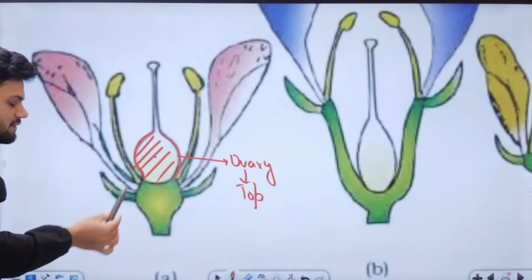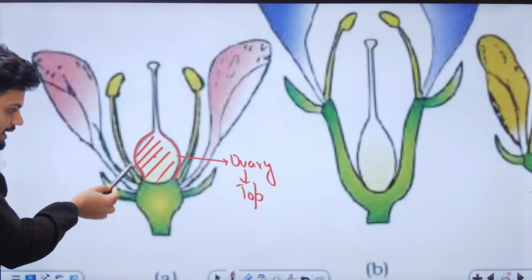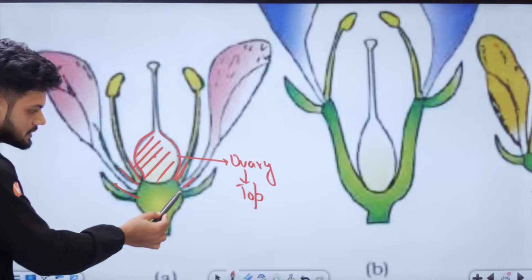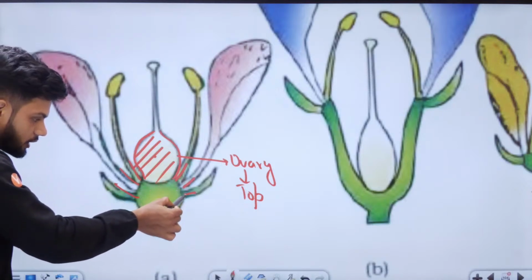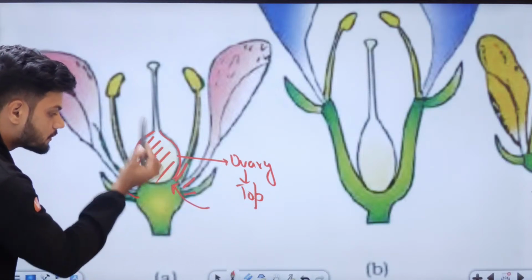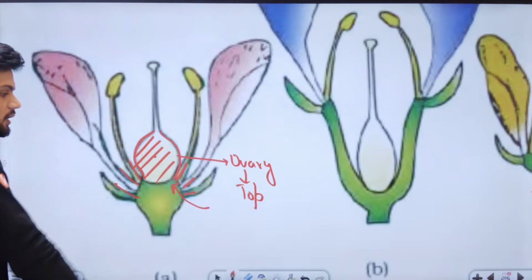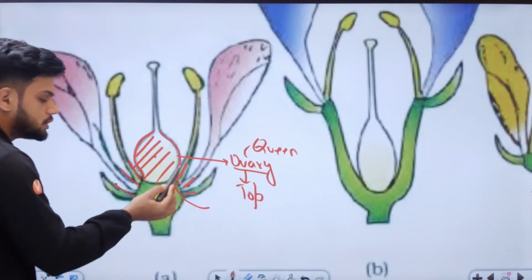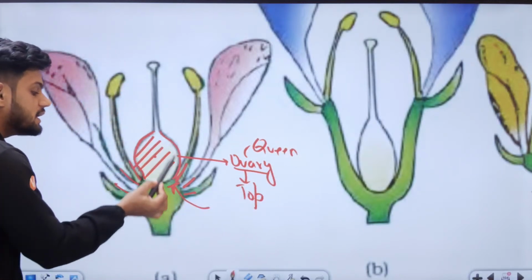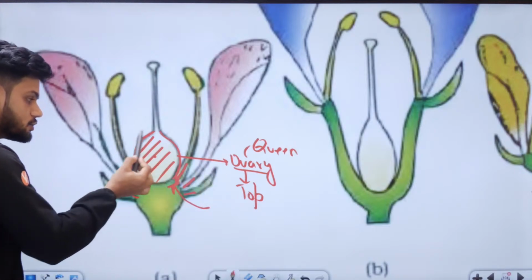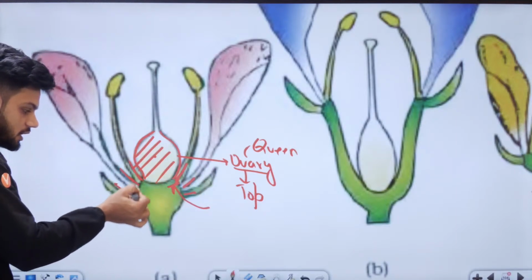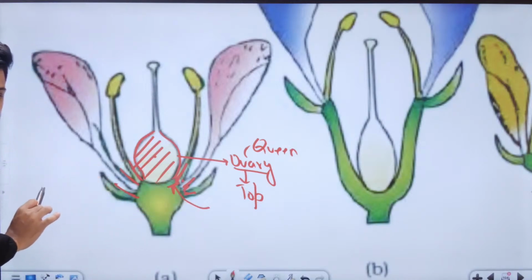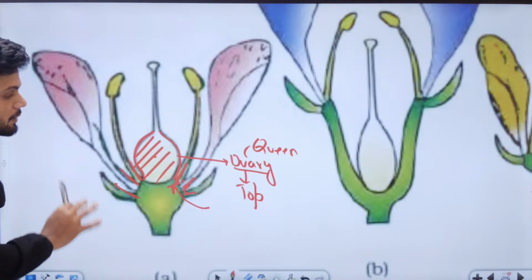And can you see every other floral whorl? It could be stamen, petal, or sepal. Every single other whorl is arising from the bottom. Here, your ovary is the queen, which is on the top, which is the superior ovary. The queen is superior here, and every other whorl is at the bottom. That is called your superior ovary or hypogynous condition.